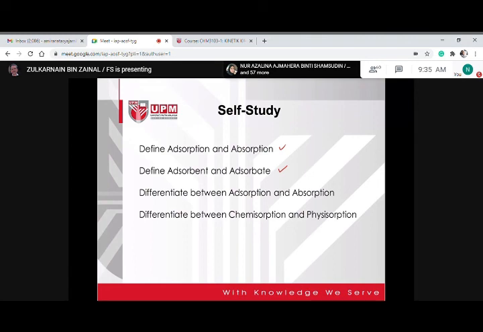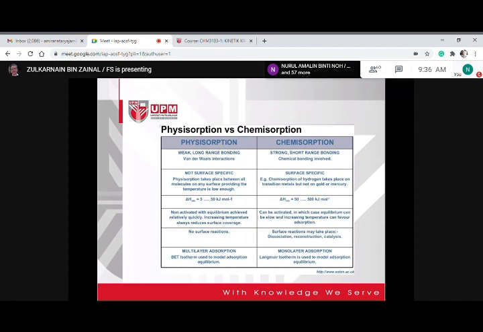So if you answer the question in exam, you have got to make sure that what you have written is understood by the examiner. Differentiate between adsorption and absorption, and differentiate between chemisorption and physisorption. That you can do yourself. Okay, probably you can see this one. This is the physisorption and chemisorption.